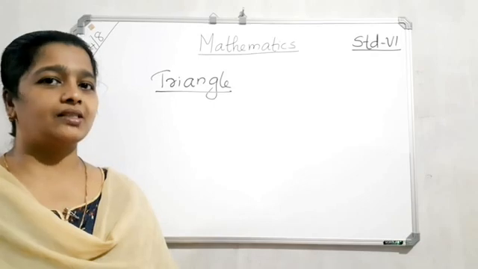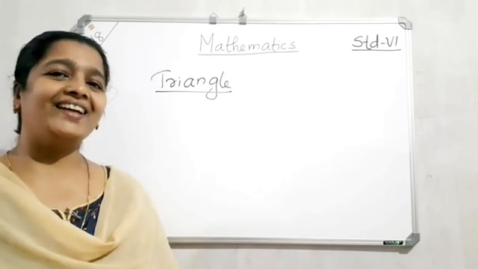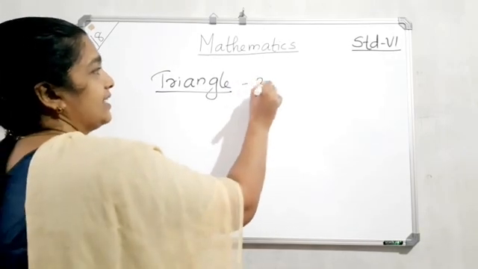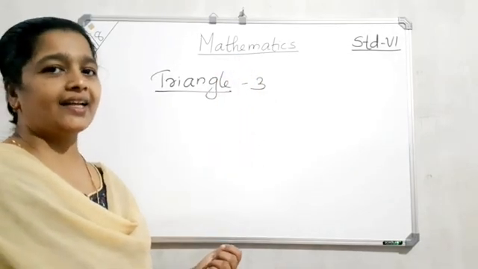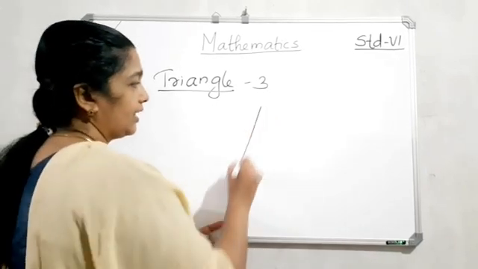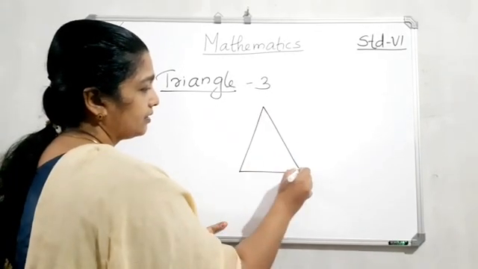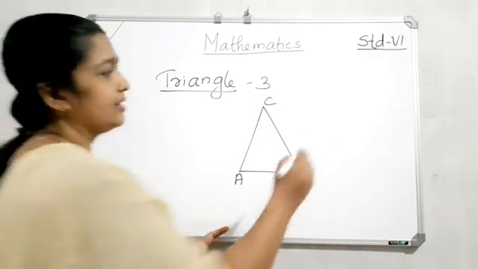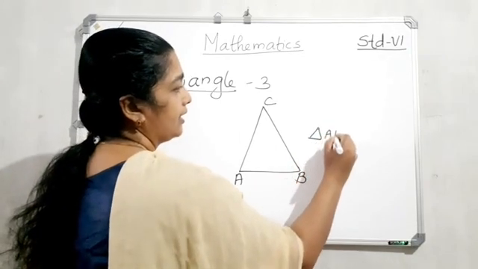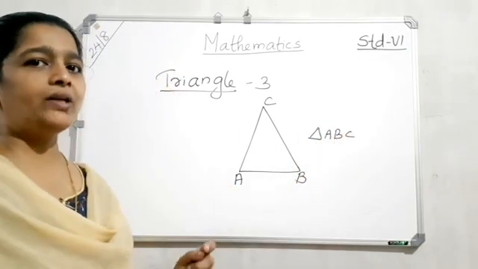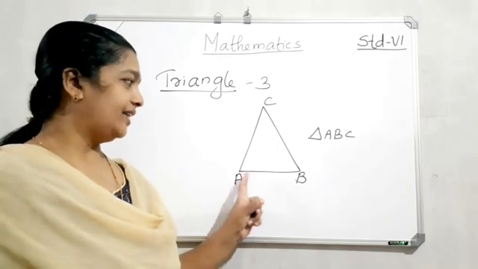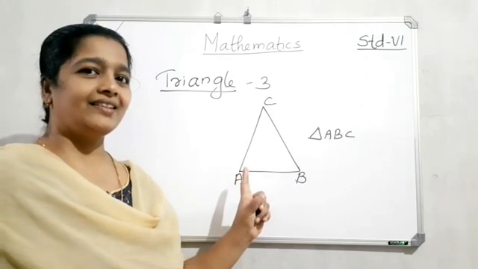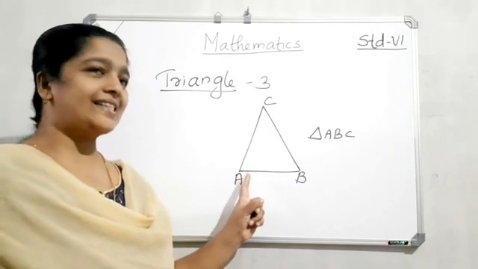The topic: what is a triangle? We studied it in lower classes. Triangle is a 3-sided polygon. How many sides? 3 sides. So here I draw one triangle ABC. How many line segments are here? 3: AB, BC and CA. So 3 line segments are there.